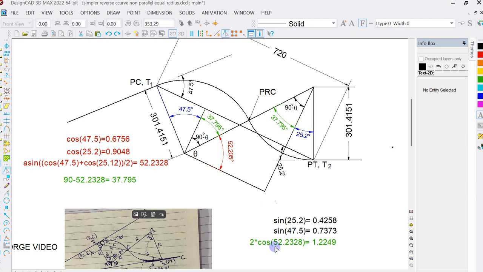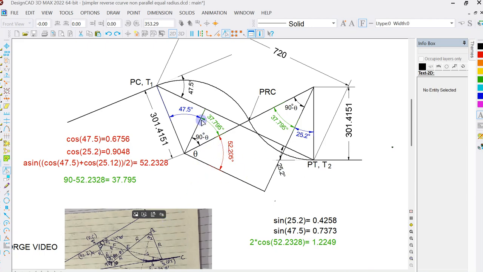Then you add those together with 2 times the cosine of this angle here, the one that's calculated. So that's the cosine of that, and the cosine of this, and then you get the arc sine of those two combined and divided by 2. Maybe I'll show how that gets calculated, but he does it pretty well right there.